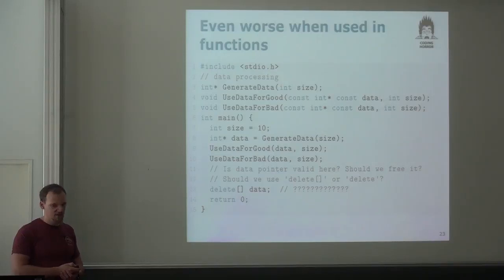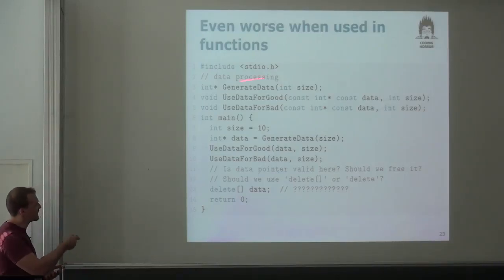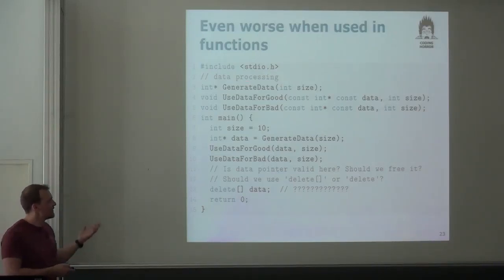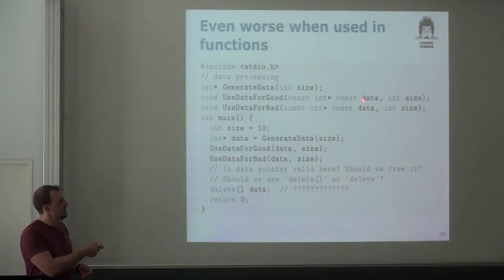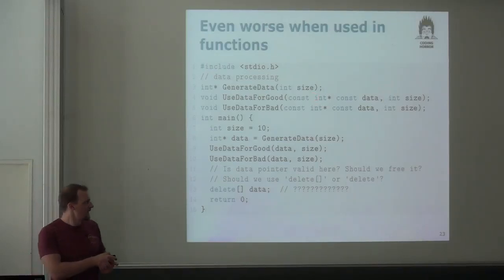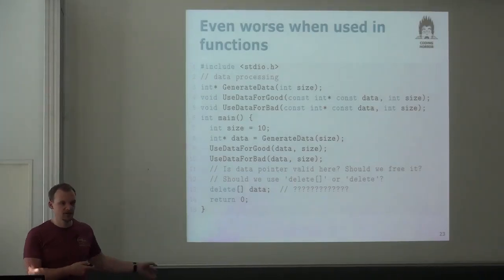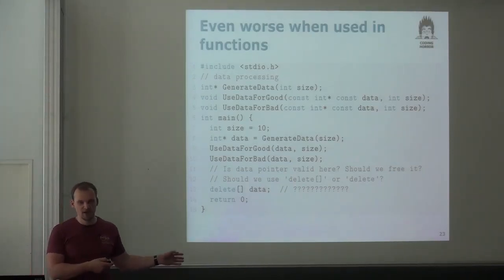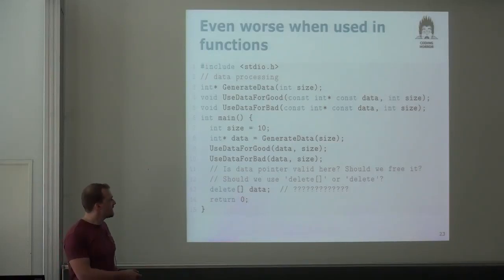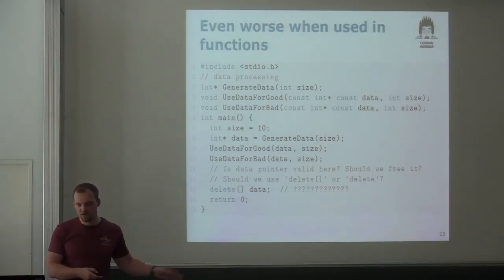In this case, we have a function to generate data, and we have two functions that take a const pointer to const data, like const pointer to const integer. Again, you never really see those functions in the real world anymore, unless you're coding in C or old C++. We will never see them in this course, but it's just an example to show what can go wrong.